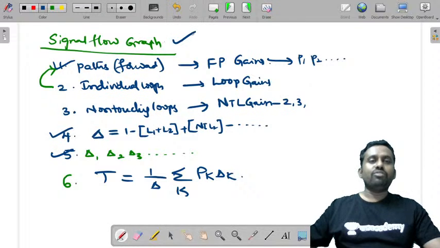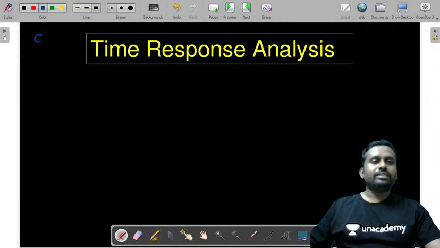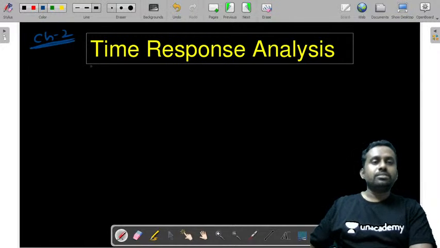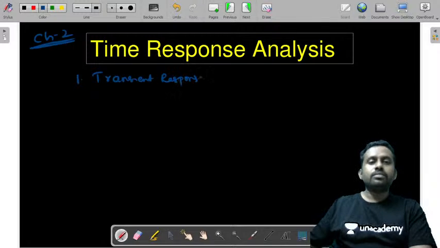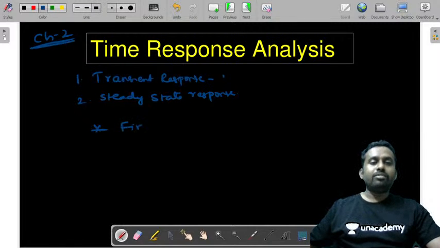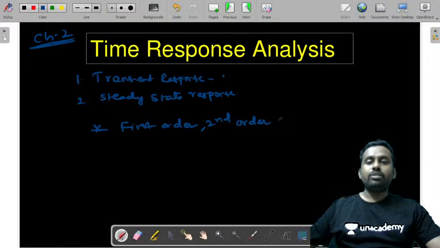Now once this signal flow graph is over, we are entering into chapter 2, the time response analysis part. In time response analysis, we will read what is transient response, that is time domain analysis, and steady state response. These are the two things that we'll study, wherein you'll have things like the response of first order and second order systems.